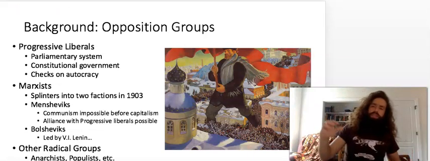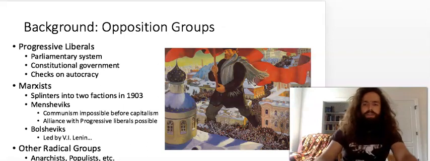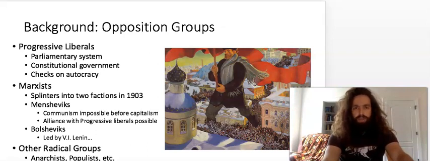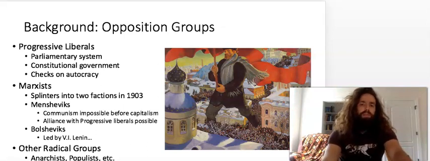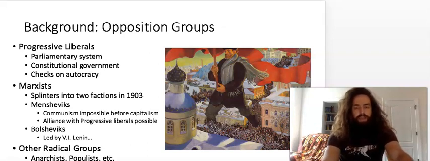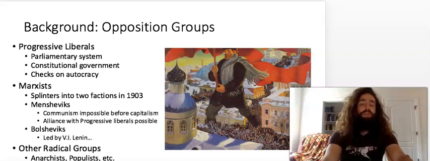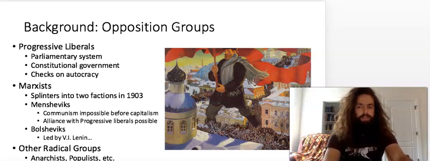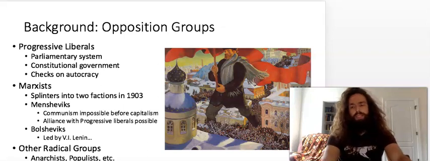One last important piece of background information is that from the time of Alexander II on, there have been a number of different competing opposition groups within Russia. And they all were opposed to the government in various ways, and they're eventually going to get what they want, which is the overthrow of the Tsarist government. So the first group that we need to look at, and the most powerful group for a long time, was the Progressive Liberals. The Progressive Liberals basically just wanted Russia to be more like Great Britain.